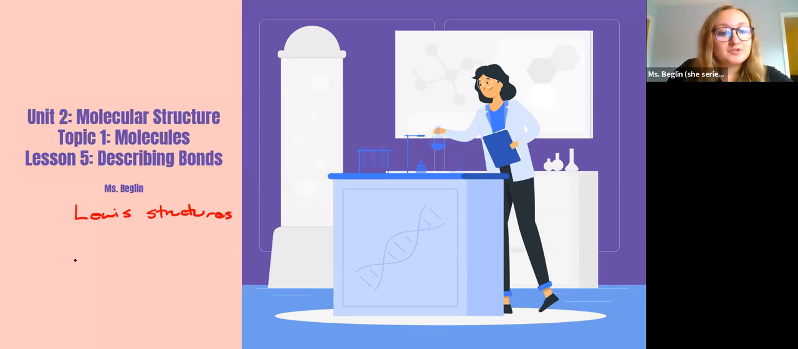Now, as AP chemistry students, our descriptions of bonds are going to get much deeper than single, double, and triple bonds. But before we can dive deeper, we need to understand a little bit more about what atoms actually look like. That way, we can describe how they interact or form bonds.